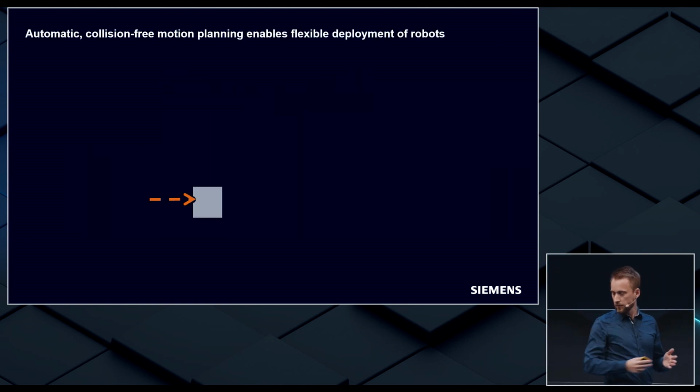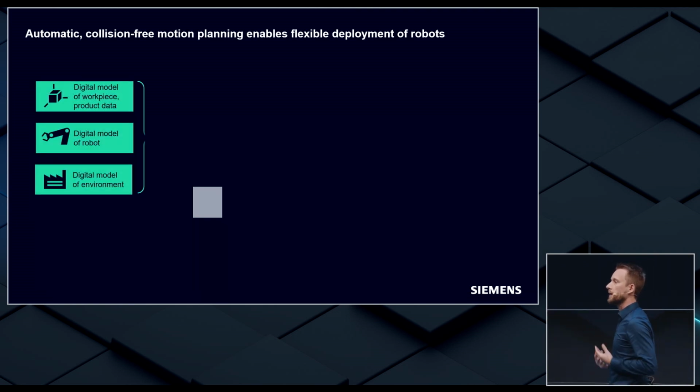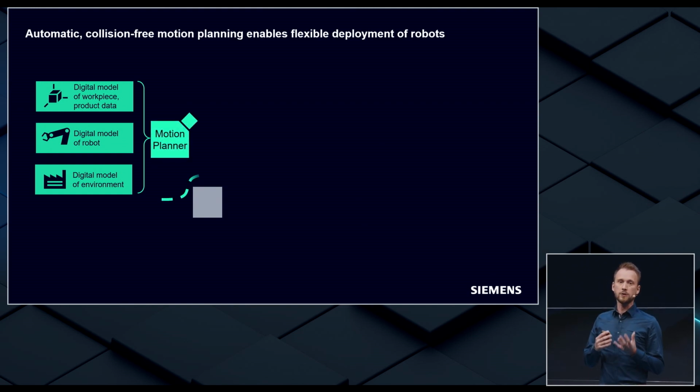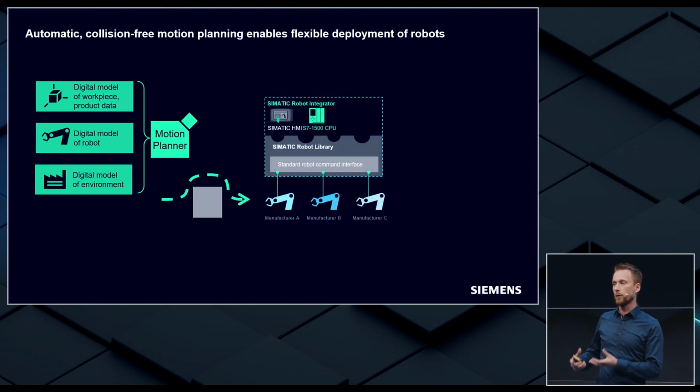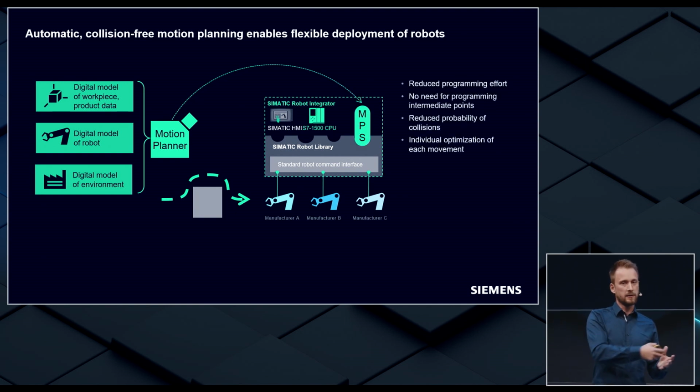So instead of doing this kind of analog teaching, we use digital models of the system that we want to control. There are digital models of our workpieces, the products that we want to manipulate, and the tools that we use. There are digital models of the robot and the immediate environment that the robot operates in. We feed this into our motion planning software along with a high-level target description, which then computes a path with no need for intermediate via points and which optimizes the path for your particular setup on the fly as you execute the motions. This has a couple of key benefits.